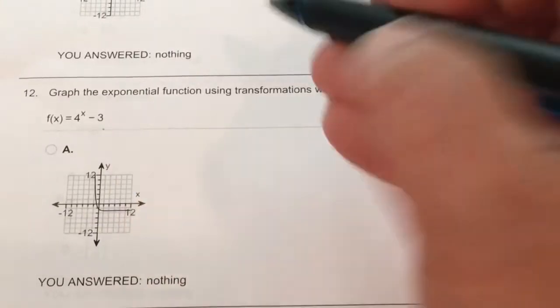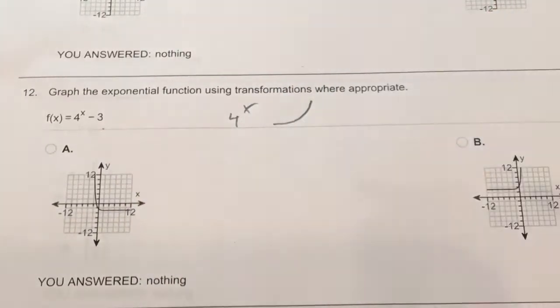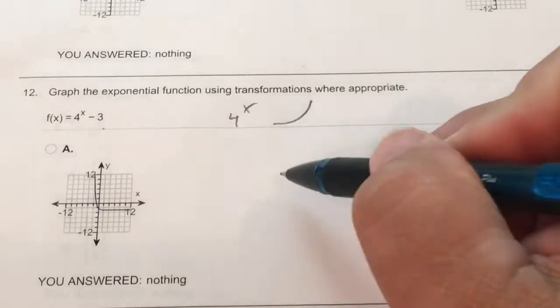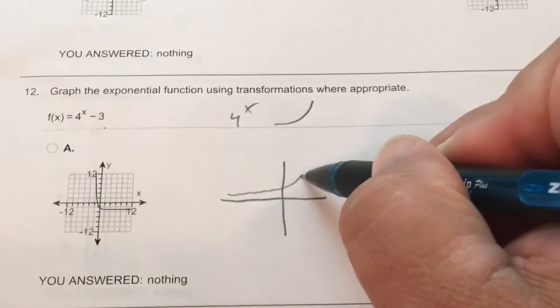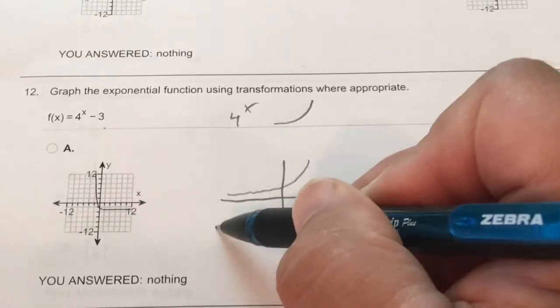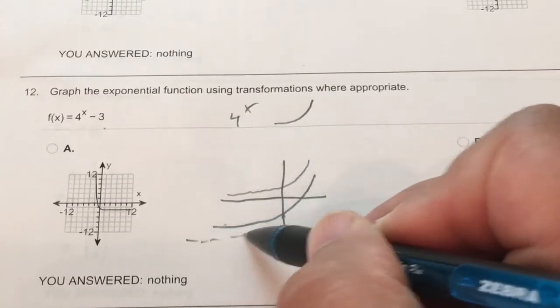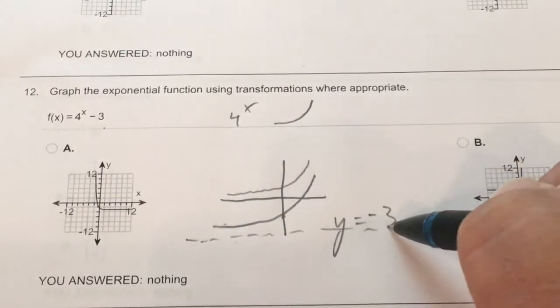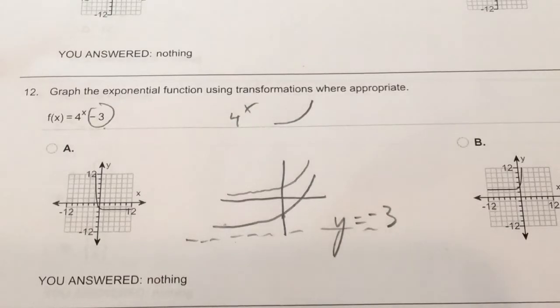This one would go down 4. So 4 to the x would grow upwards, and then the whole thing would be shifted down 4. So the actual answer would look like this. Instead of going through 0, 1, it would go down 4 units and be like that. And there would be a horizontal asymptote at y equals negative 3. I'm sorry, it goes down 3.